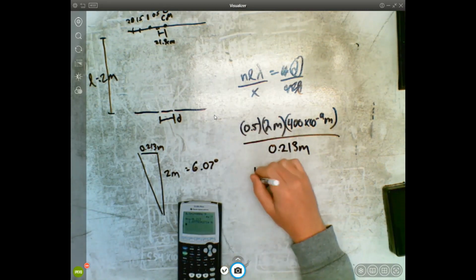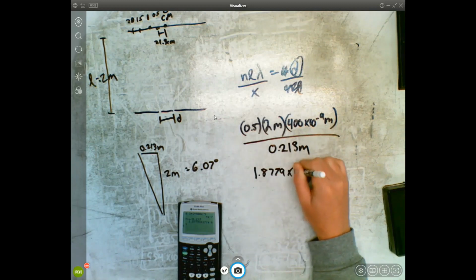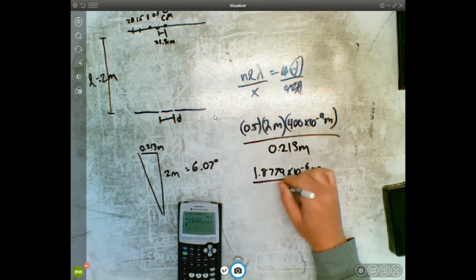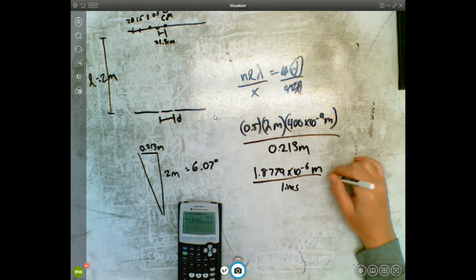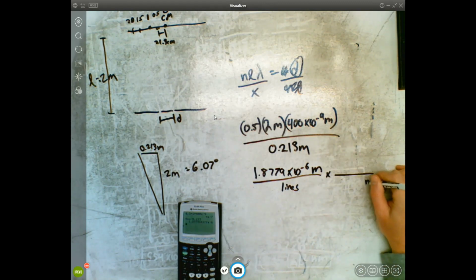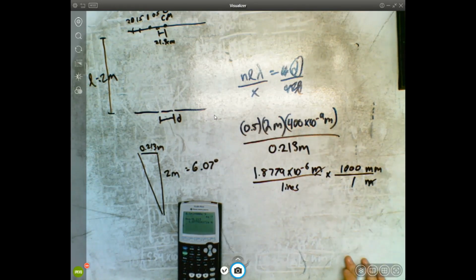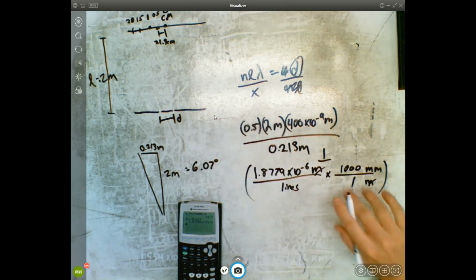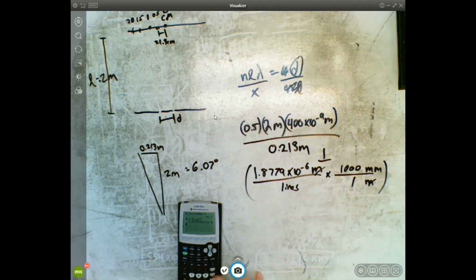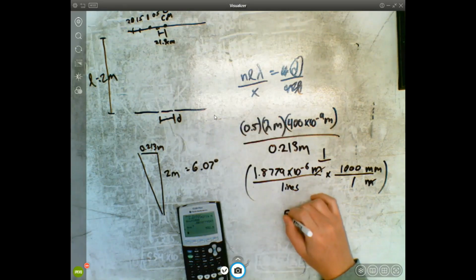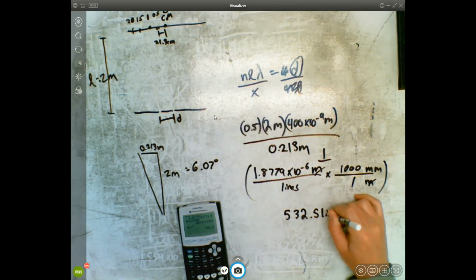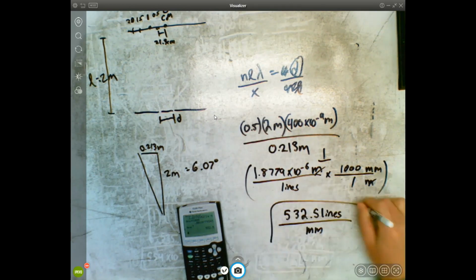So we end up getting 1.8779 times 10 to the negative 6 meters between lines. It wants us to give our answer in lines per millimeter, so we have to switch this to millimeters. Meters down here, millimeters up top would cancel that out. There's 1,000 millimeters in 1 meter. Then we just have to inverse it, because now we're millimeters per line and we want lines per millimeter. So I multiply my answer by 1,000 and inverse it, and I get 532.5 lines per millimeter as my answer.